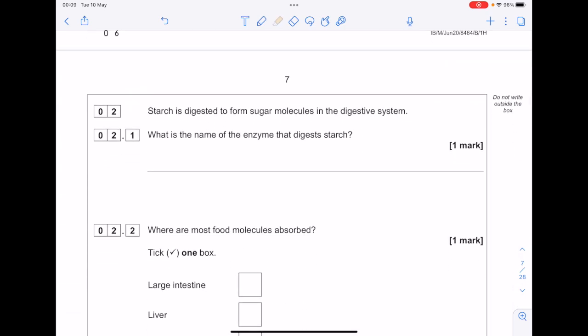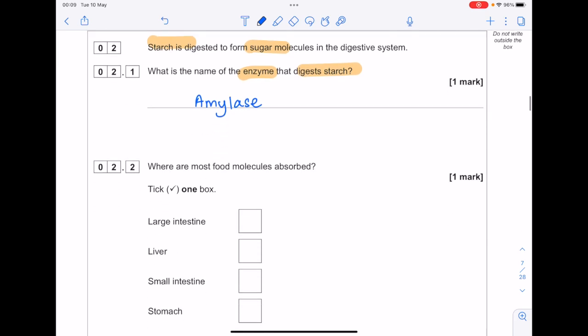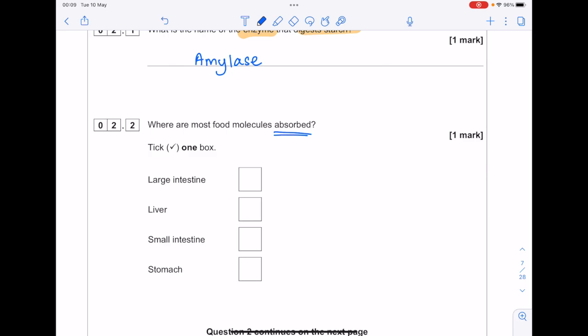Starch is digested to form sugar molecules in the digestive system. What is the name of the enzyme that digests starch? It's amylase. Remember to learn what amylase, protease and lipase will do. Where are most food molecules absorbed? So where has a very large surface area to aid the absorption of food molecules? Well, that's in the small intestine. Remember, the large intestine absorbs water, liver produces bile, and the stomach produces protease and acid.